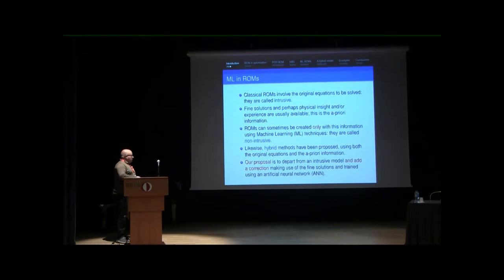In the middle, of course, there are what we can call hybrid models that use both the original equations, so they are intrusive in some sense, but they also use techniques of machine learning to profit from the a priori information. Okay? So we may profit from the a priori information. We have experiments, the fine solutions, physical insight, whatever.